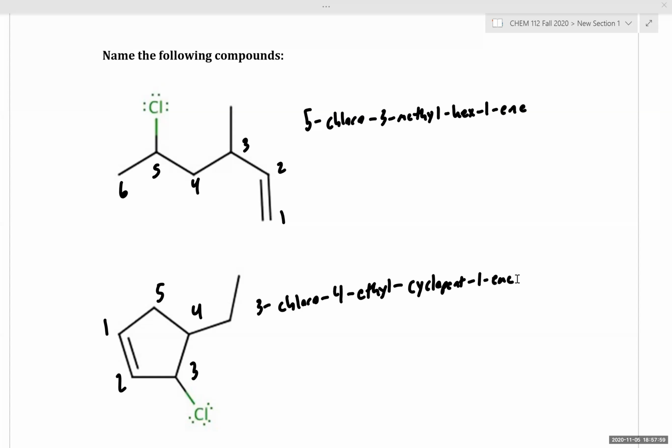So in terms of numbering, if you can count in a way that gives chlorine a lower locant number, that counting method would be preferred. So for example, the counting method in black would be preferred over this counting method because it gives the lowest locant number of 3 to the chlorine substituent.